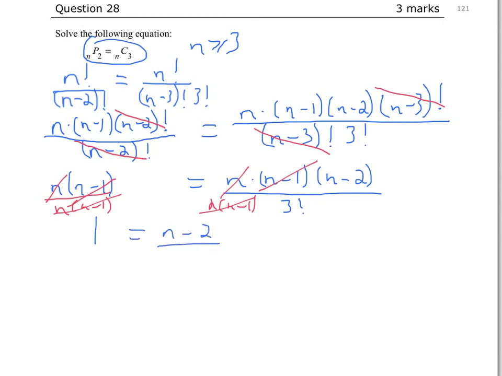n minus 2 all over 3 factorial. 3 factorial is 3 times 2 times 1, which is 6. Now I'm just going to cross multiply. 6 times 1 is 6. 6 equals n minus 2. So what number, subtract 2, is 6? It would have to be 8. If we double check, n equal to 8 fits our initial restriction where n is greater than or equal to 3. So that looks like a good answer. We know the answer is n equals 8.